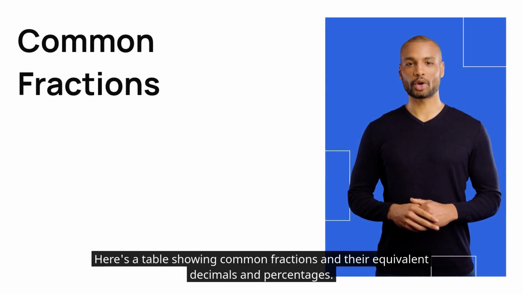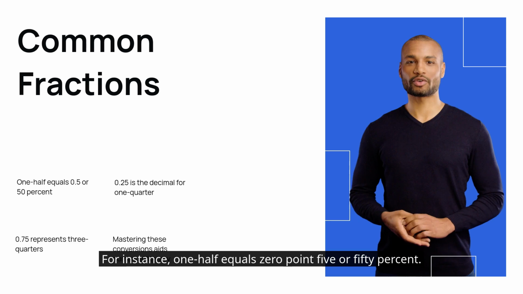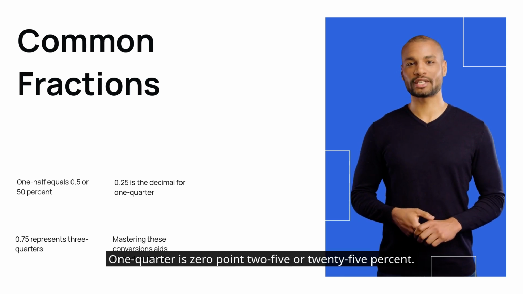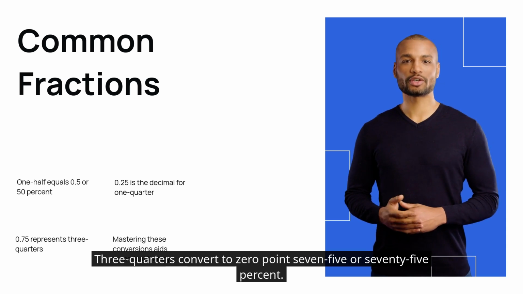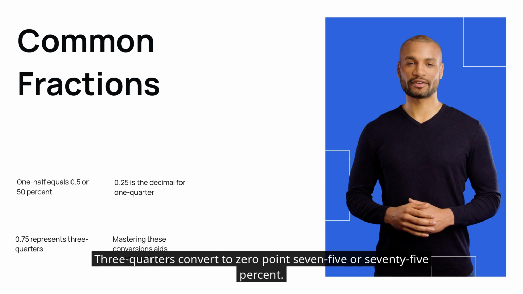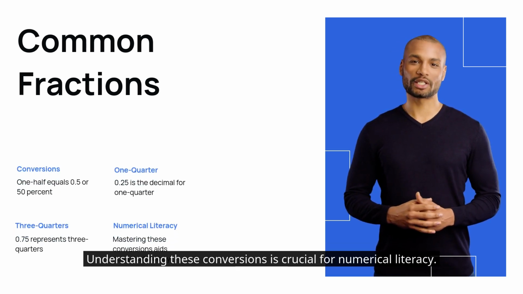Here's a table showing common fractions and their equivalent decimals and percentages. For instance, 1/2 equals 0.5 or 50%. 1/4 is 0.25 or 25%. 3/4 converts to 0.75 or 75%. Understanding these conversions is crucial for numerical literacy.